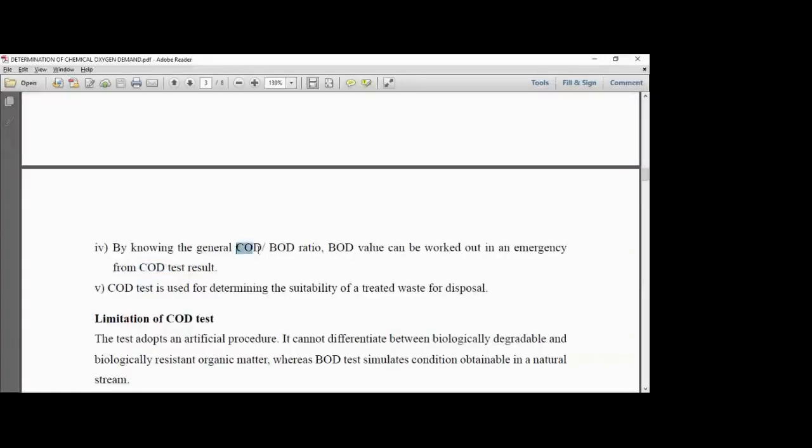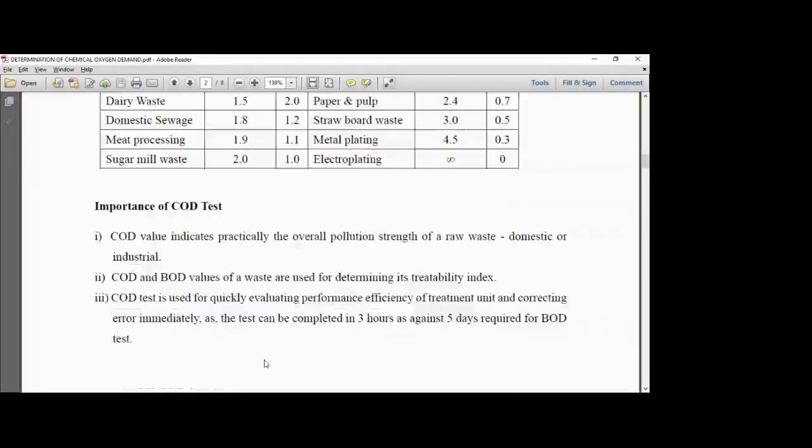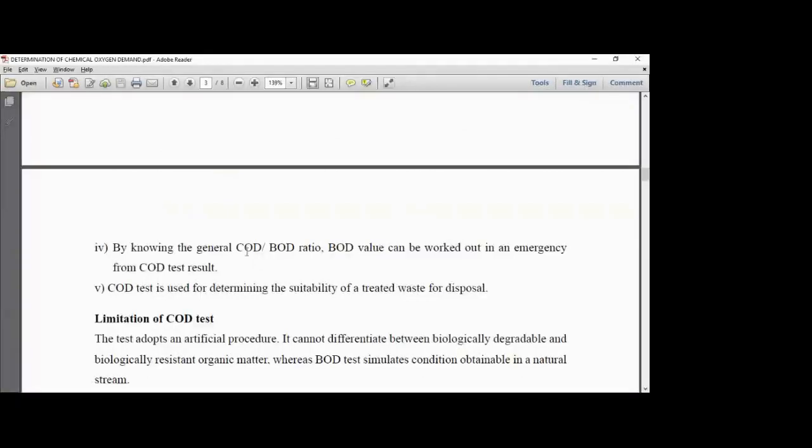So if I know the COD by BOD ratio, which is the normal COD by BOD ratio published by many researchers in their literature papers after experimentation, then if the BOD value is known, I can find out the COD, and if the COD is known, I can find out the BOD. So that is very important.